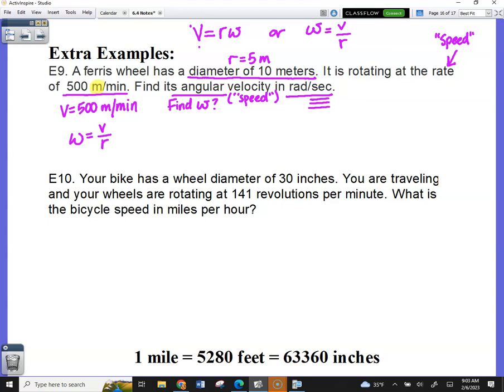Alright, what is v? 500 meters per minute. What's r? 5 meters. This is why it helps to write your units of measurement, because if one of them had not been meters, then when you wrote it, hopefully it would stick out and you'd be like, whoa, wait a minute, I gotta fix that. Alright, so 500 divided by 5, 100. So this was the calculation for the angular speed, which means it's radians per minute.